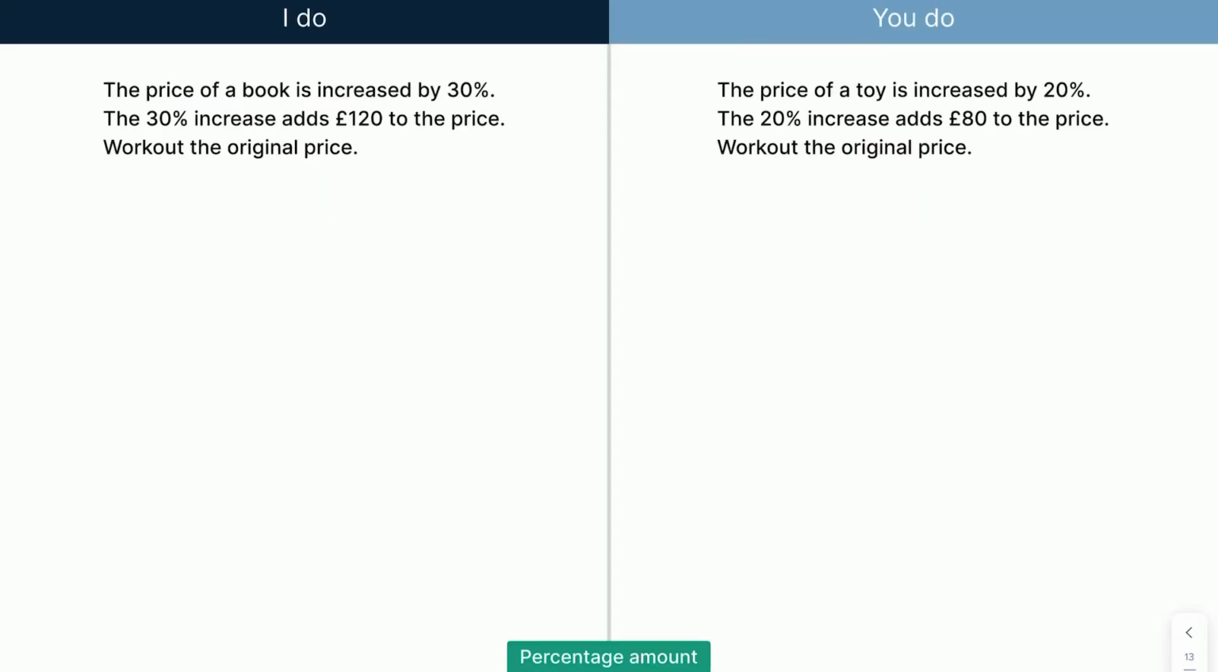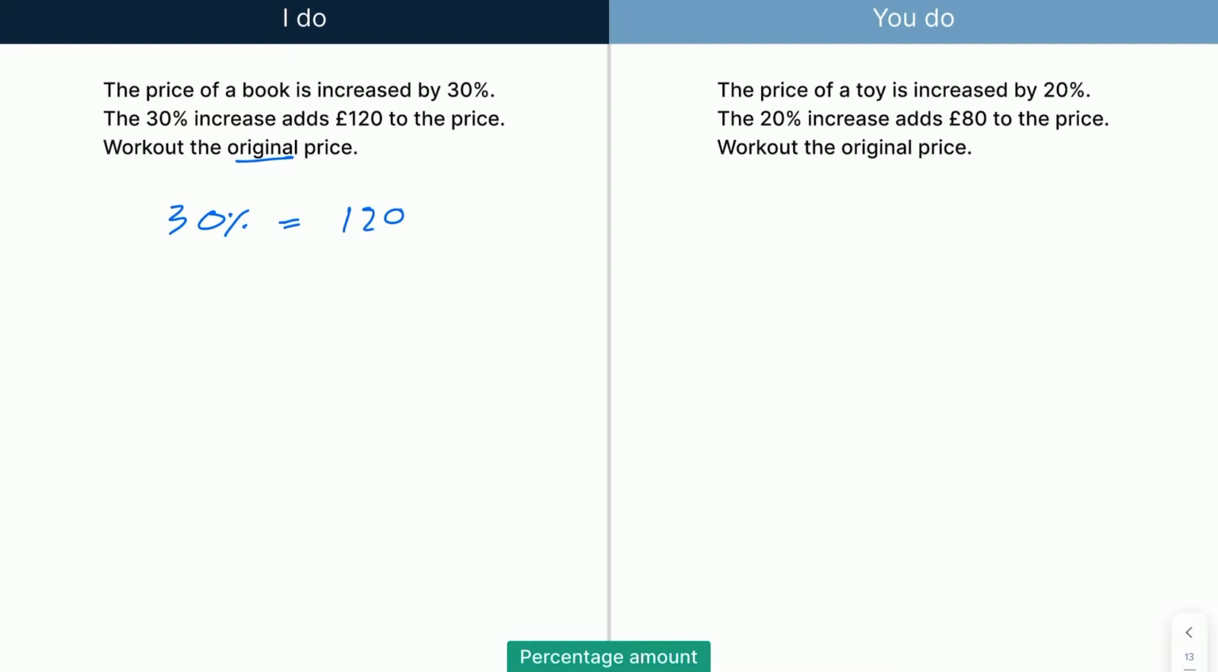And now moving on. So you have to read these questions really carefully to understand what's been given. So the price of a book is increased by 30%. The 30% increase adds £120 on. Now this bit is really precise. What they're saying is that 30% represents £120. What is the original price?